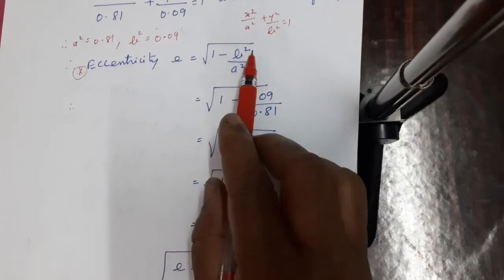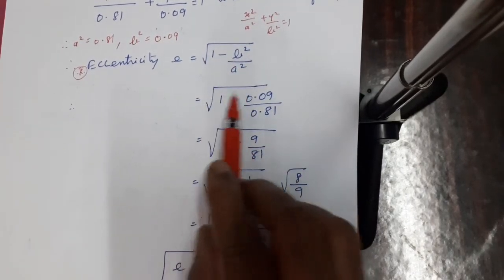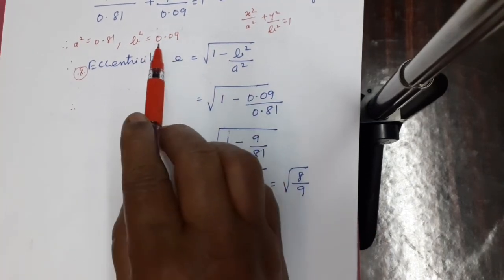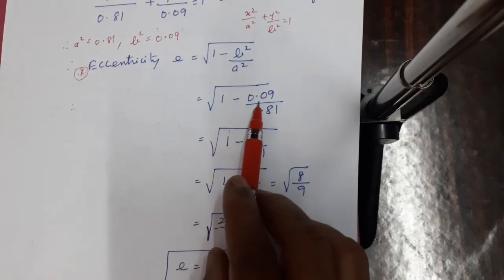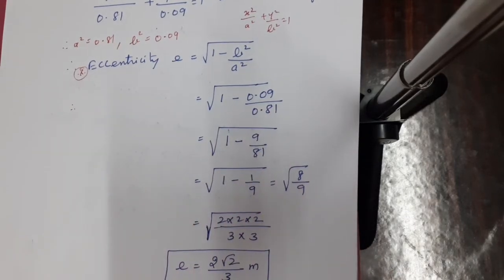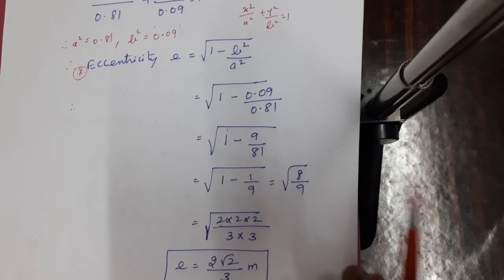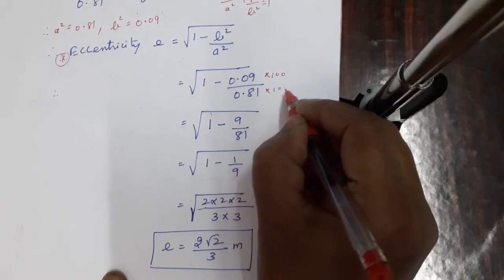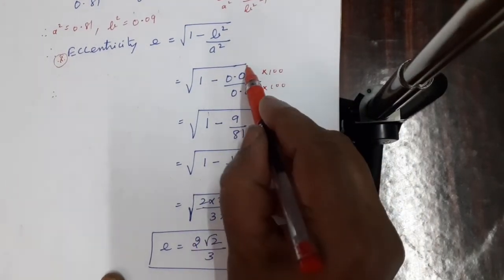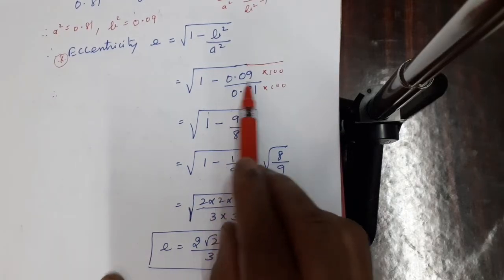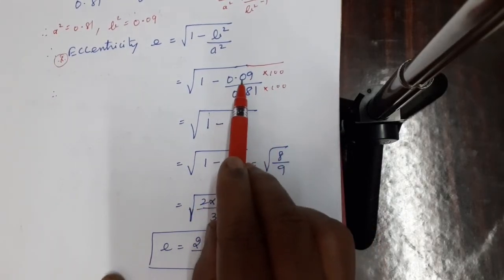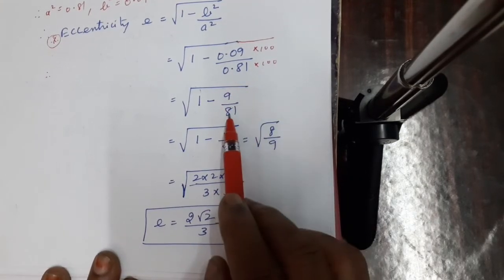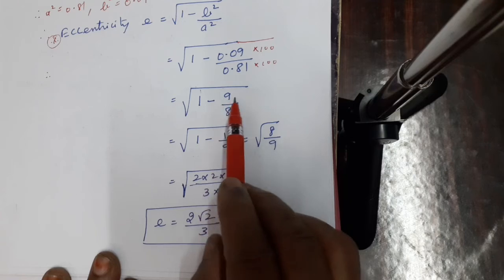E equals root of 1 minus b square by a square. Root of 1 minus 0.09, the b square value. First write it without mistakes: 1 minus 0.09 by 0.81. Now multiply and divide by 100 so we can take the square root. 0.09 multiplied by 100 becomes 9, and 0.81 into 100 becomes 81. So 1 minus 9 by 81.